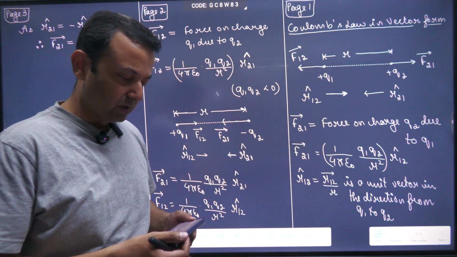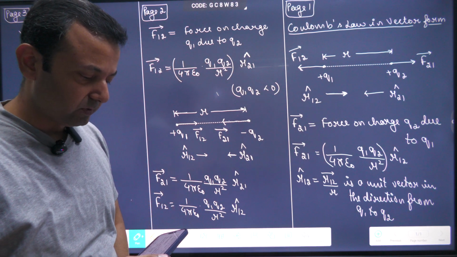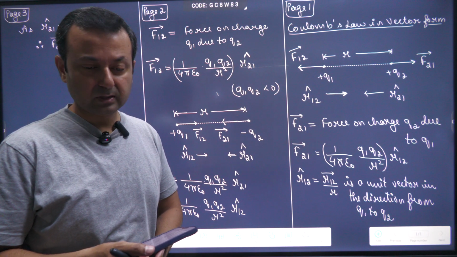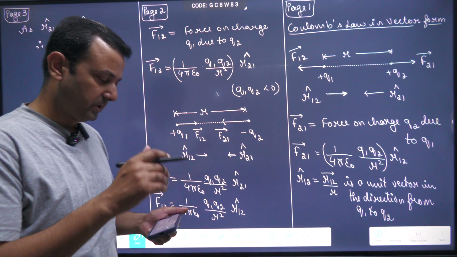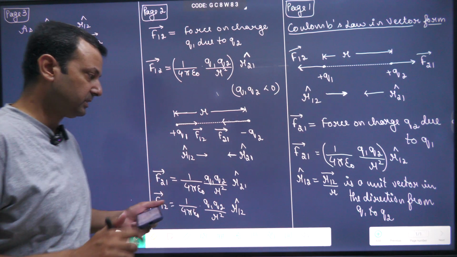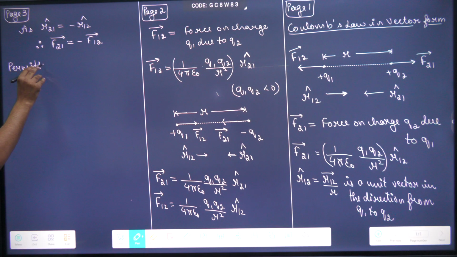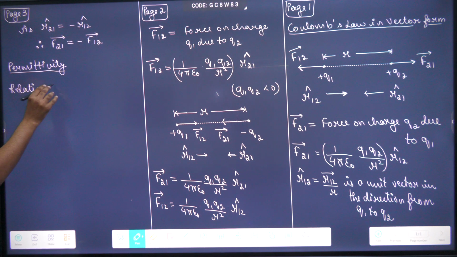Then we will see relative permittivity. The force between two point charges Q1 and Q2 placed in vacuum at a distance small r from each other is given by, I am talking about this point, permittivity or relative permittivity.